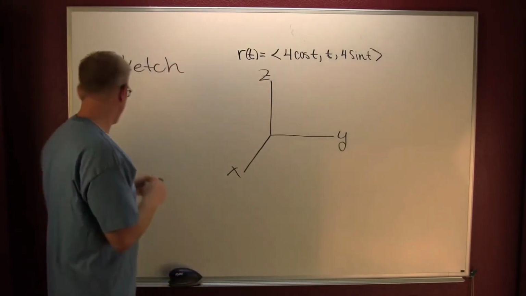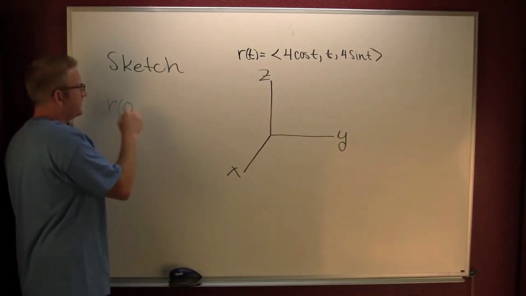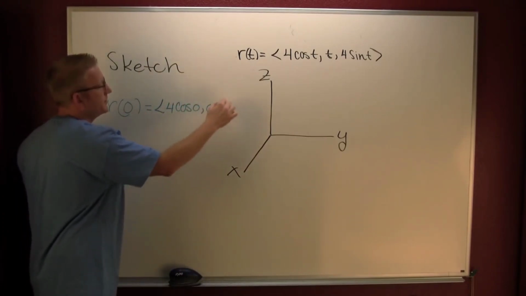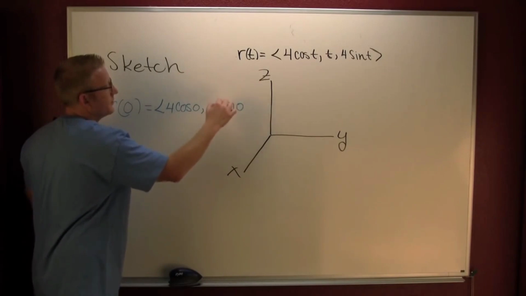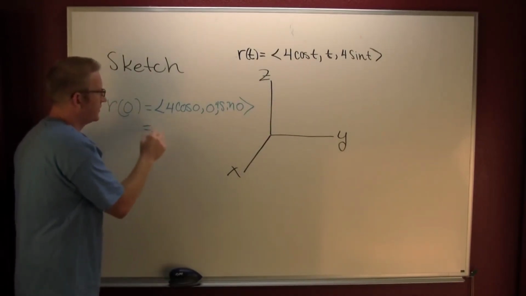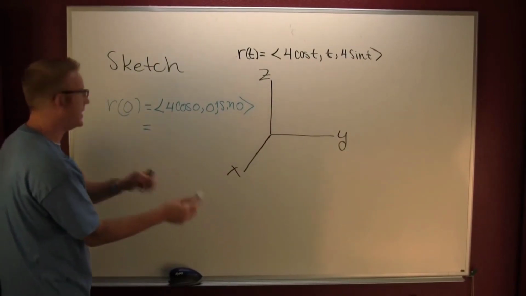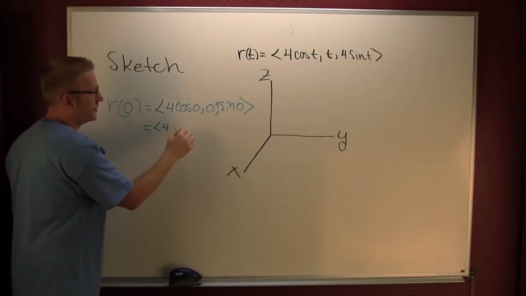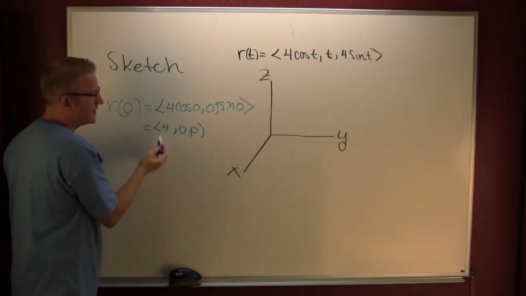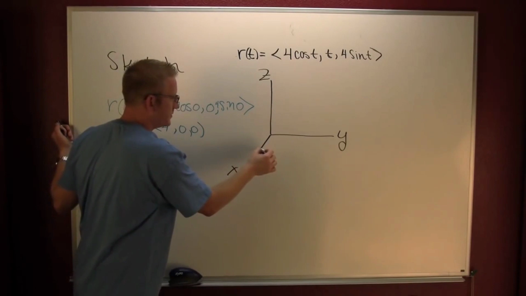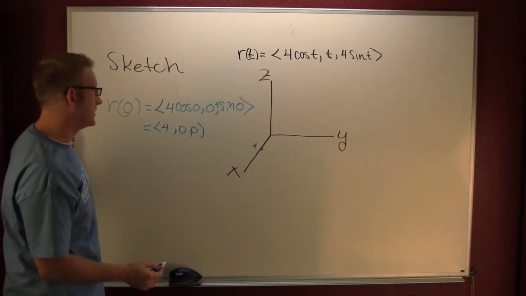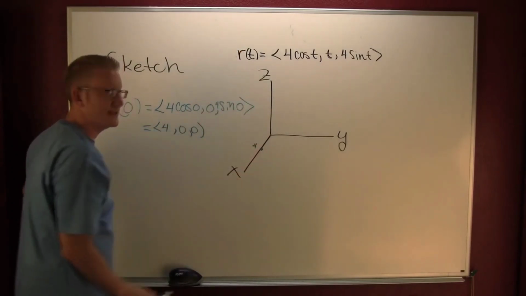Where is it at time 0? r of 0 is 4 cosine 0, 0, 4 sine 0. So what's the cosine of 0? Yeah, that'd be 1. So it's going to be at 4, and the sine is 0? That's 0. So it's going to be 4 on the x, 0 on the y, and 0 on the z.